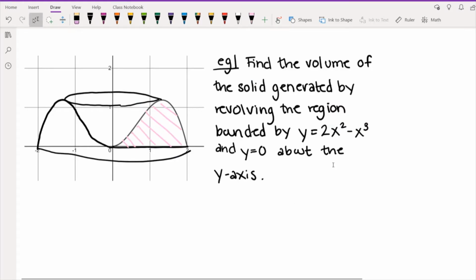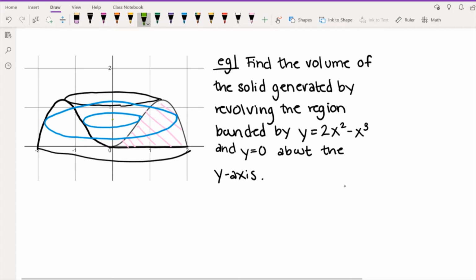So why do we need a new approach for this? Well, we would have to use the washer method in this case, not disks, because there would be a hole in the middle. If we tried to use the washer method, we would have our inner radius and our outer radius, and it would look something like this. Theoretically, if you could figure out what the inner and outer radius are, you could totally use the washer method on this. But the problem is finding the inner and outer radius.